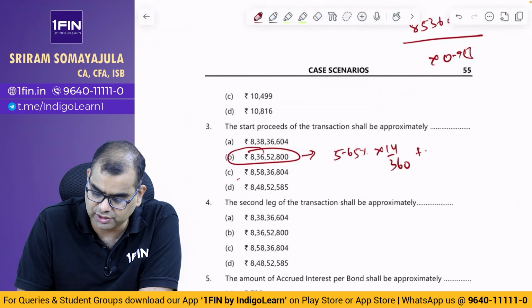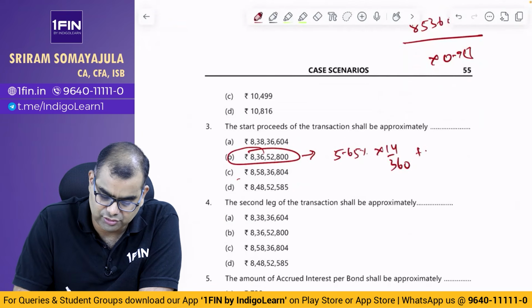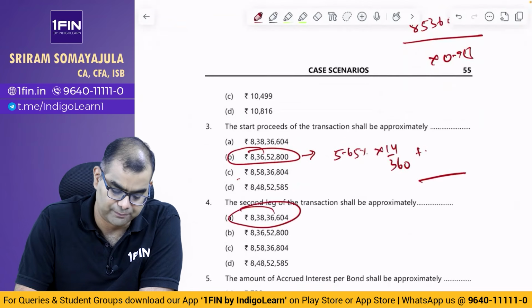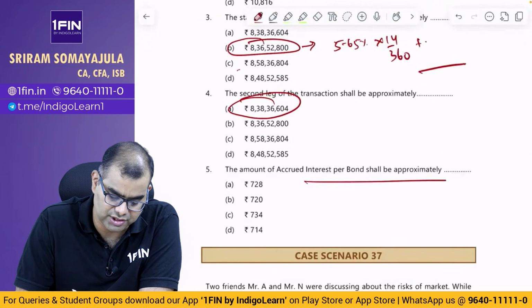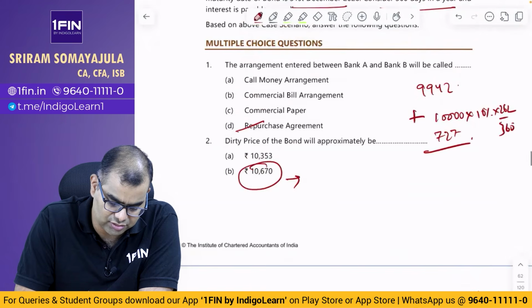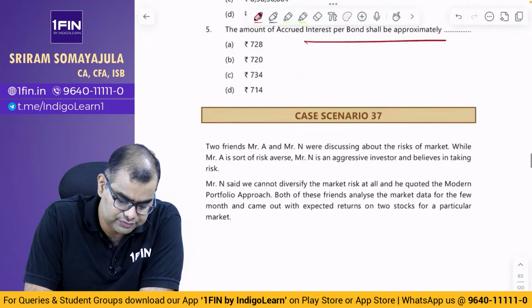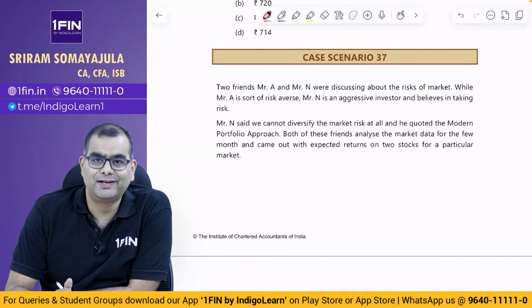5.65% into 14 divided by 360 is equal to plus 83652,800. You get 838,6604. Answer is this. And finally, amount of accrued interest per bond shall be. What is the accrued interest? We just now found out here. No, 670 plus this one, 727. That is the accrued interest. Okay, let's move to the next one.